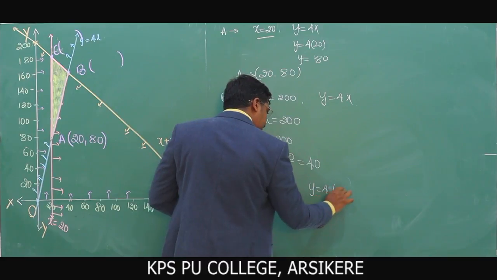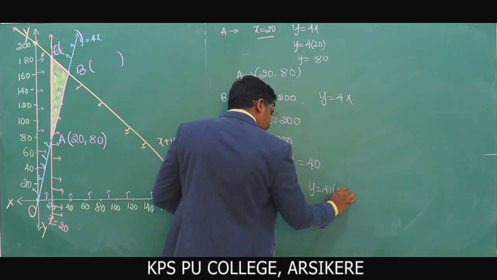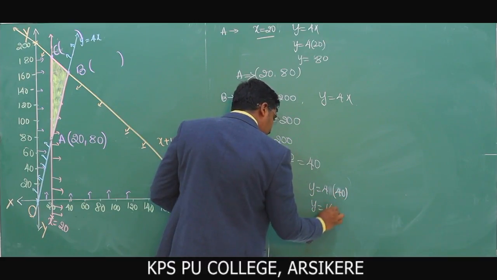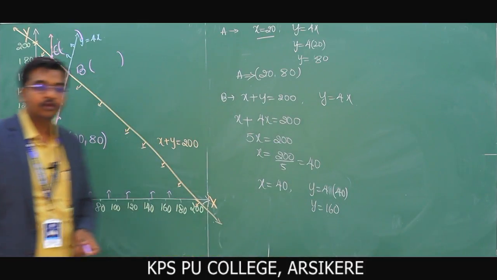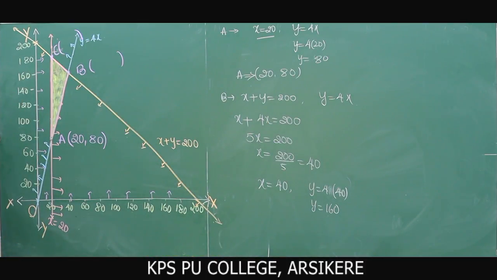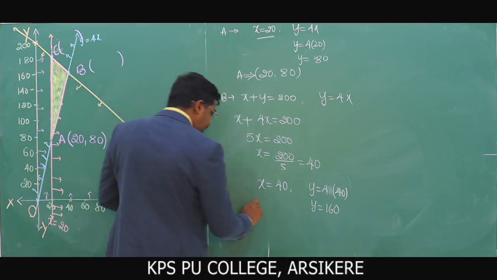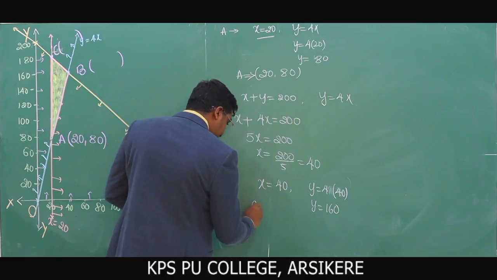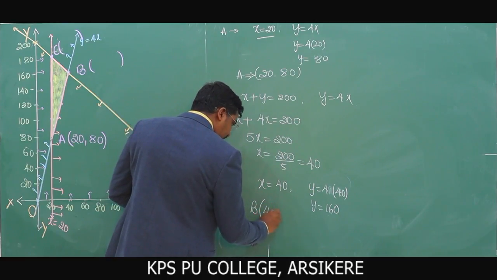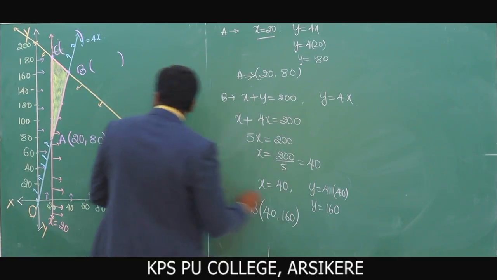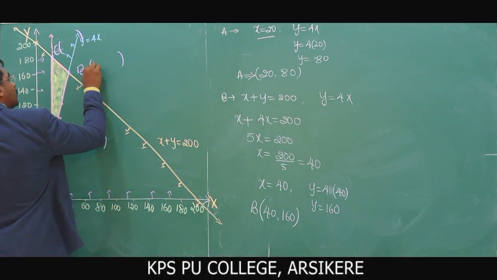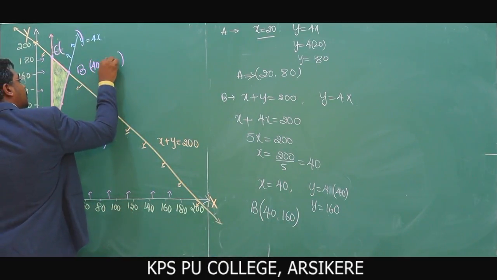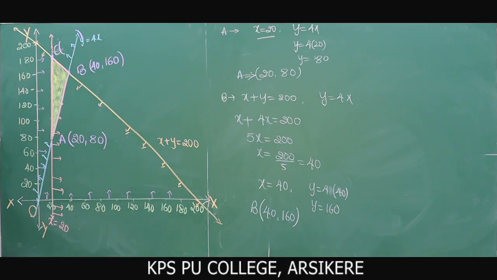4 into 40, that becomes y is equal to 160. What is the point B then? Point B becomes 40 comma 160. The point B becomes 40 comma 160. Clear? Okay.